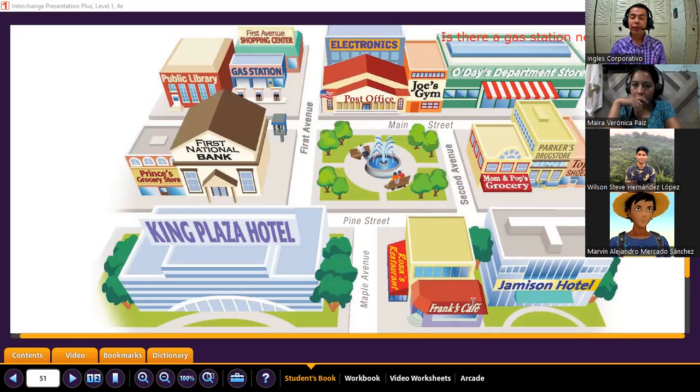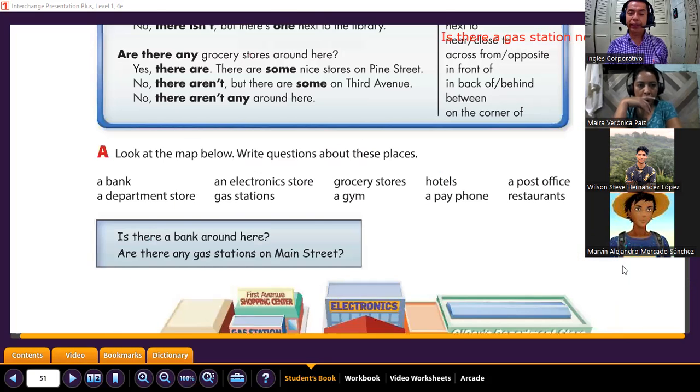Tengo que responder esa pregunta. No. You have to make a question, but don't say gas station. You can say hotel, bank, drugstore, restaurant. Is there a post office near here? Alejandro, is there a post office? Okay, Alejandro, ¿qué es lo que va a usar ahorita? Vamos a ver qué te va a decir.